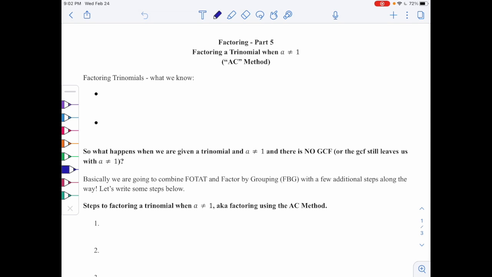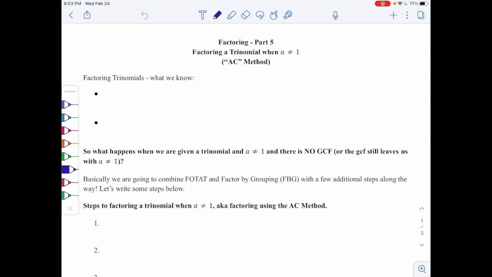So in this video, we're going to talk about factoring part 5. Parts 1 through 4 were GCF, difference of squares, FOTAT, and factor by grouping. Here we have factoring a trinomial when A is not 1, otherwise known as what we're going to call the AC method. So that's a lot of abbreviations, but we're going to be masters at this. We're going to get them all down. The AC method is really special. It helps us with a lot of factoring.